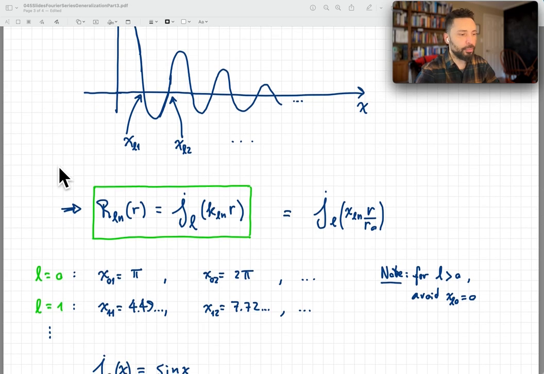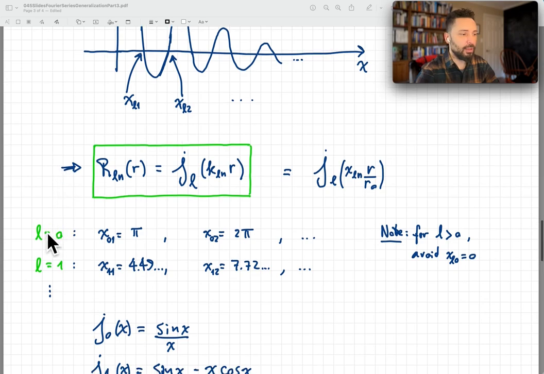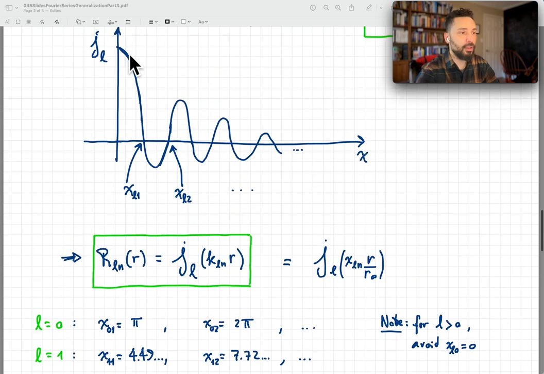And so to give you an idea of what the roots do, it turns out that for l equal to 0, if we were to pick the solution that has l equal to 0, then the roots look like this. x_01 is pi. So if we were plotting j0, which looks sort of like this, then this one would be pi, this will be 2 pi, and 3 pi, and so on and so forth.